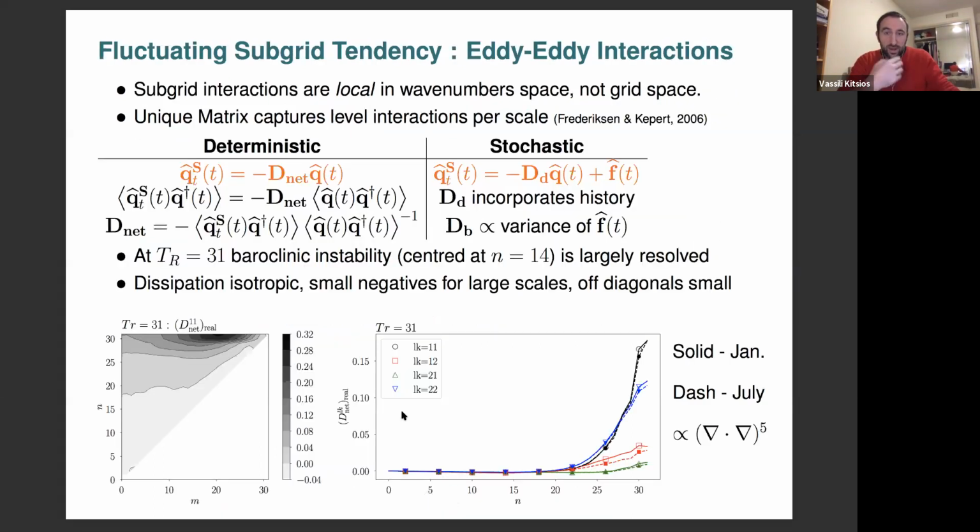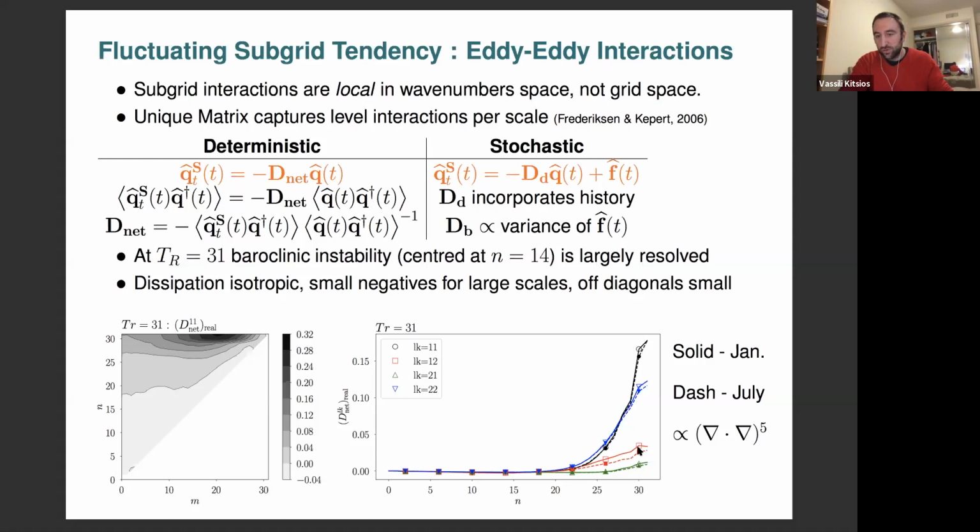Again, the eddy-eddy terms are calculated in the same fashion. This is how we calculate the D net term. And again, the stochastic model is a little bit more involved. We can talk about that later if you like. When we're truncating at a wave number of 31, so this is still within a regime in which baroclinic instability is explicitly resolved. If you recall, the Rossby radius was centered about a wave number of 14. So here, these coefficients are qualitatively similar to what we saw in the previous study. And these are isotropized versions.